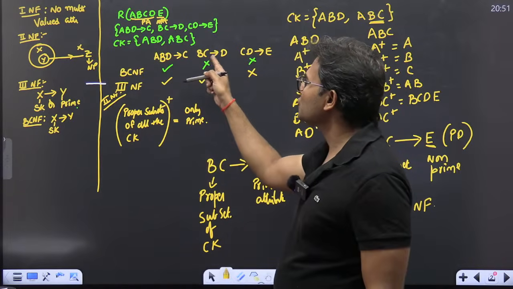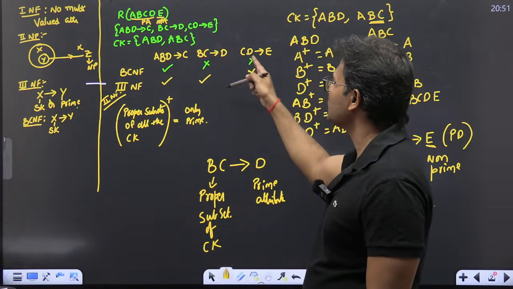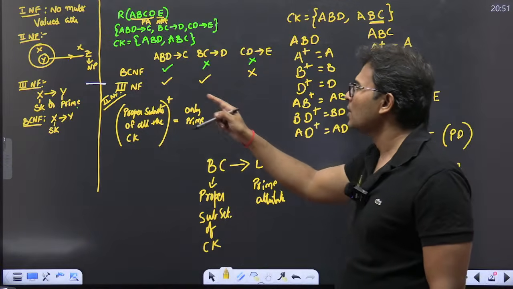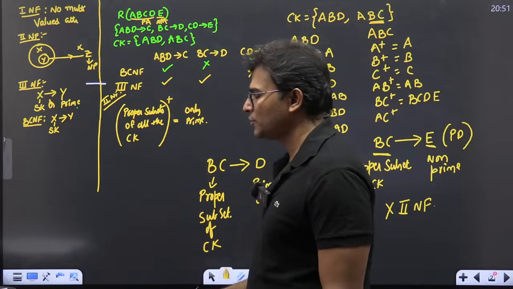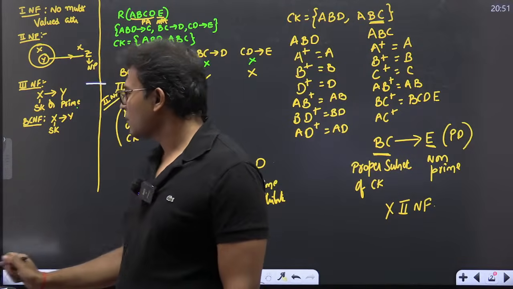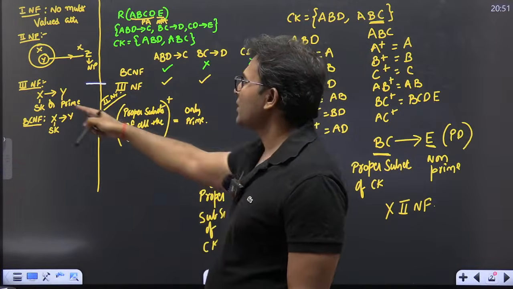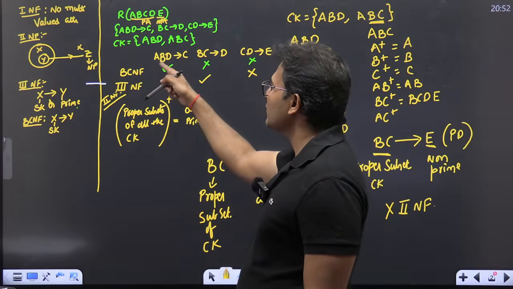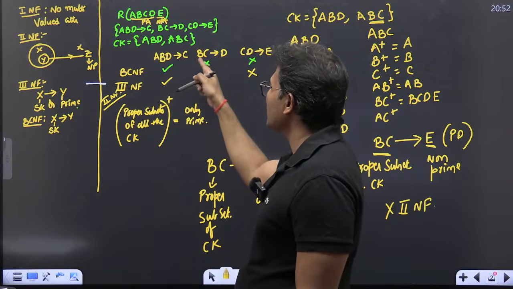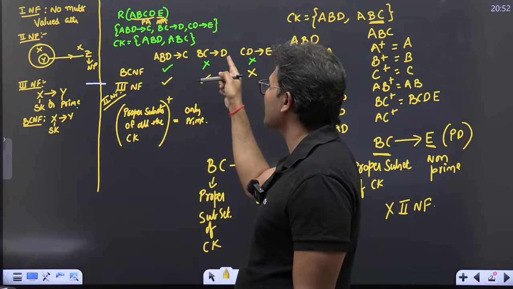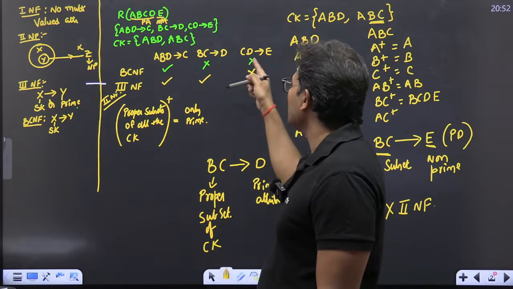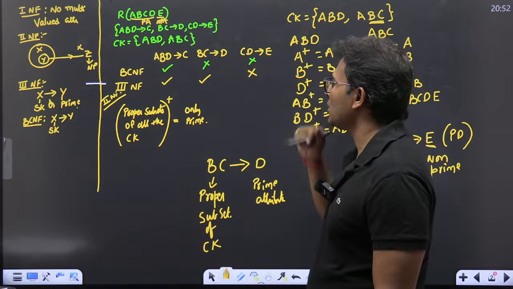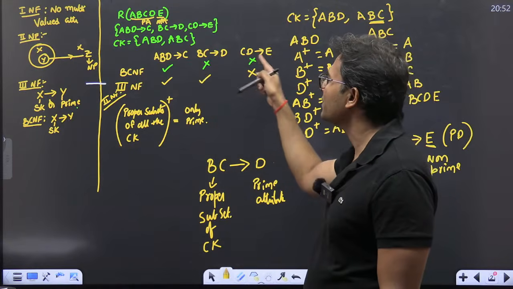Now BC is not a super key, so it is not in BCNF. CD is not a super key. Therefore, this FD is also not in BCNF. Now coming to third normal form. Left hand side has to be a super key, or right hand side has to be a prime attribute. Here left hand side is a super key, therefore allow it. Here left hand side is not a super key, but right hand side is a prime attribute, so you can allow it in third normal form. Here left hand side is not a super key and right hand side is not a prime attribute, therefore it is not allowed. So BCNF and third normal form are very easy to find out.